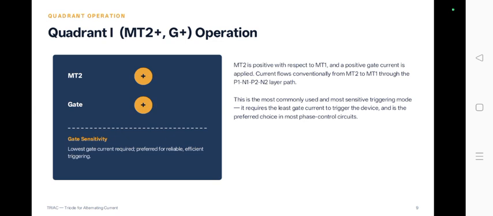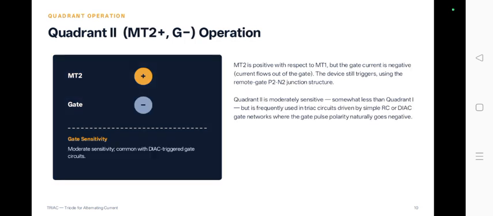Next is quadrant 1. Here MT2 is positive with respect to MT1 and a positive gate current is applied. Current flows conventionally from MT2 to MT1 through the P1, N1, P2, N2 layer path. This is the most commonly used and most sensitive triggering mode. It requires the least gate current to trigger the device and is the preferred choice in most phase controlled circuits.